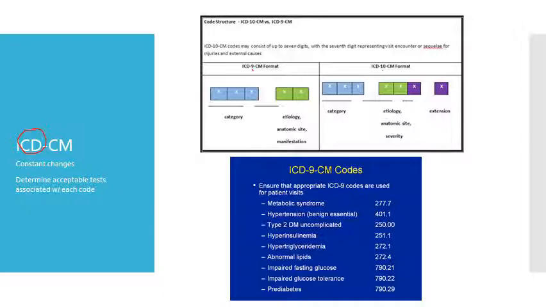So this is just some examples. There are constant changes in here, and this is what we use to determine if there are acceptable tests that can be associated with these codes. Okay, you can't change them to try and fit the tests that you want, is the key thing.